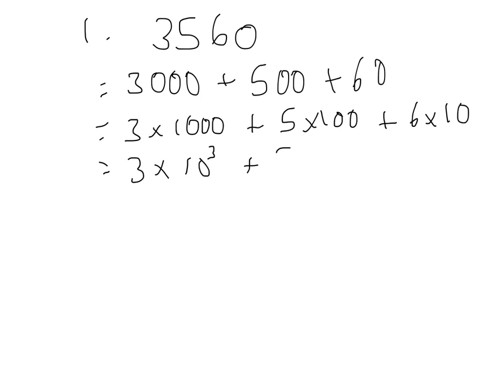So plus 5 times 10 to the 2, because there's 2 zeros. Or you might think about it as 10 times 10, but I like to do it the other way. Plus 6 times 10 to the 1. And that's it. That's that number completely expanded out into expanded form. Let's do the next one.